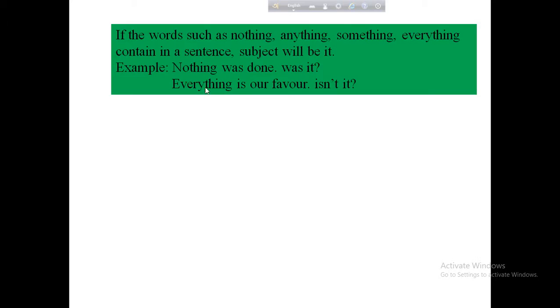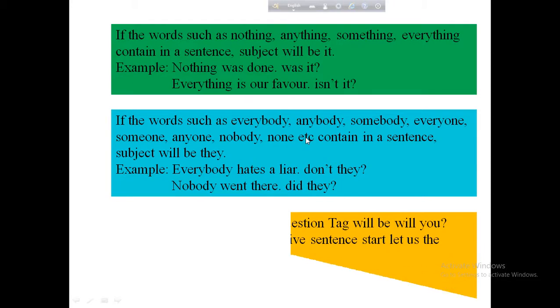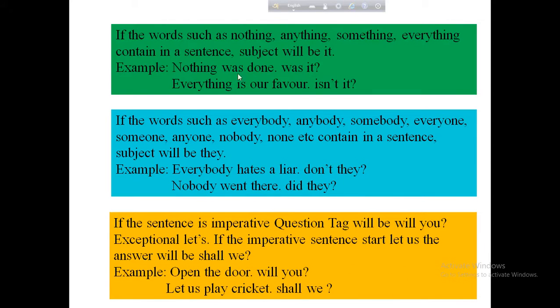But in the next sentence, everything is in our favor, isn't it? Here the statement is affirmative, so the tag is negative. So it was thing. That means in the case of thing, the subject will be it. The pronoun will be it.